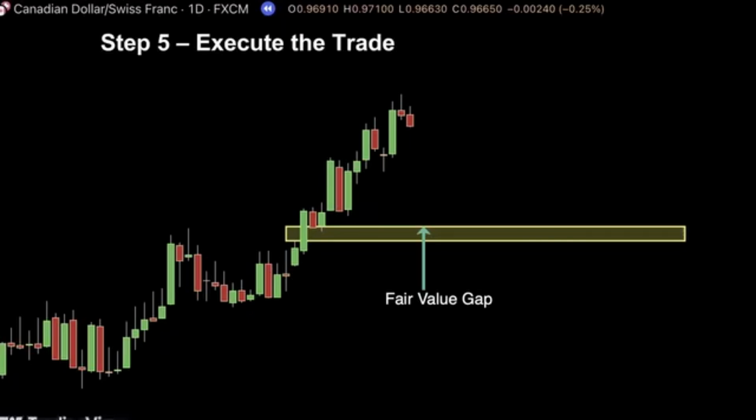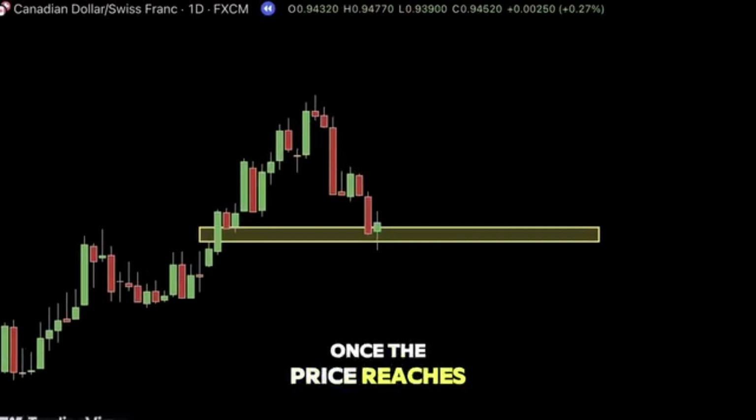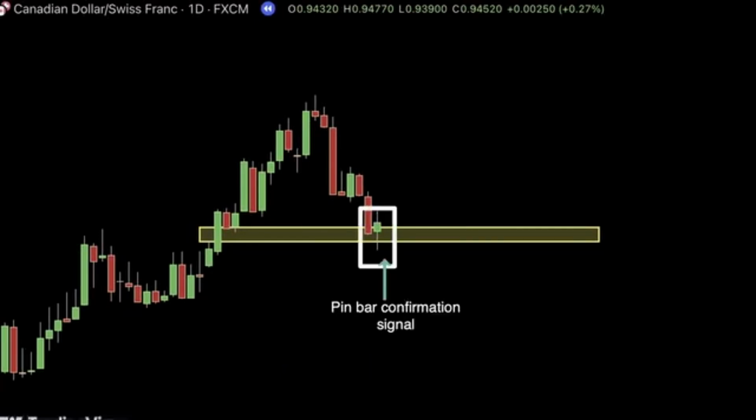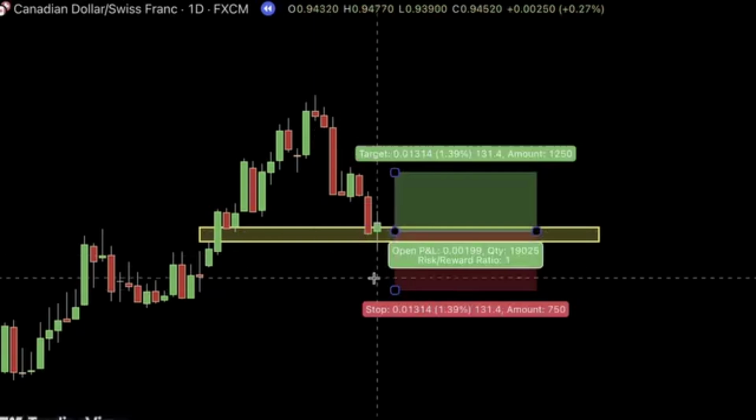execute the trade. If the market is in a bullish trend, wait for the price to retrace and test the fair value gap to rebalance the market. Once the price reaches this gap, look for additional confirmations. For example, when the market retests the fair value gap and shows a clear rejection, you can enter a buy trade at the close of the rejecting candle.